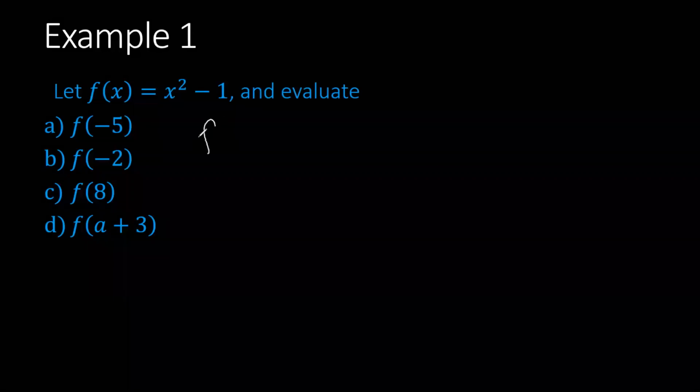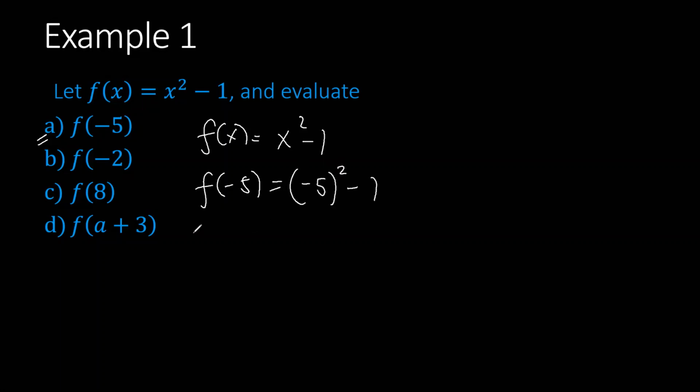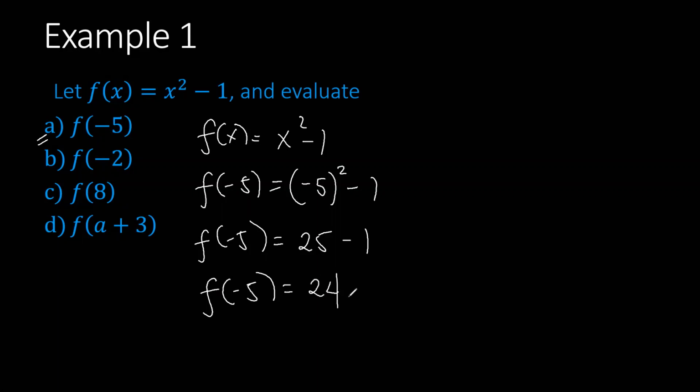So let's rewrite the given function, that is f of x is equal to x squared minus 1. If x is equal to negative 5, so we have now f of negative 5, that is letter a. We're going to substitute negative 5 in the variable x, so this becomes negative 5 squared minus 1. Now we have f of negative 5 is equal to negative 5 times negative 5 is positive 25 minus 1. We have f of negative 5 is equal to 25 minus 1 is 24. So the value of this function at x equals negative 5 is 24.